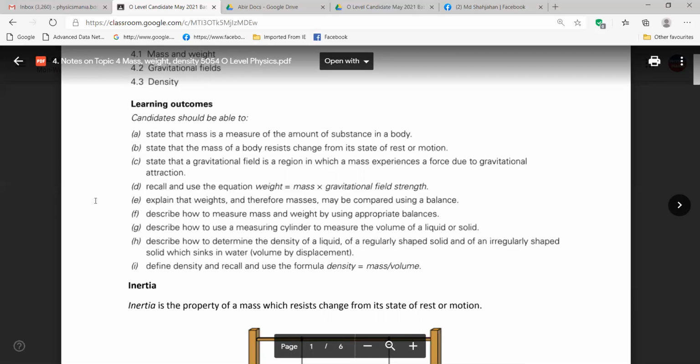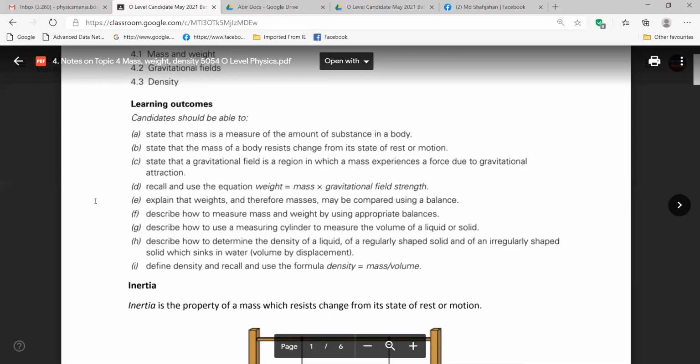Describe how to use a measuring cylinder to measure the volume of a liquid or solid. Describe how to determine the density of a liquid, of a regularly shaped solid, and of an irregularly shaped solid which sinks in water, volume by displacement. Define density and recall and use the formula density equals mass divided by volume.